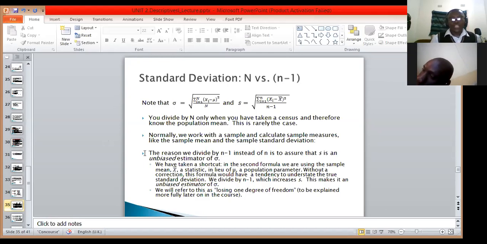So down here, we are explaining why we are subtracting 1 from n when we are dealing with a sample. The reason we divide by n minus 1 instead of just n is to ensure that s, which is the sample standard deviation, is an unbiased estimator of the standard deviation of the population. So we are dealing with samples, therefore we reduce our sample size by 1.